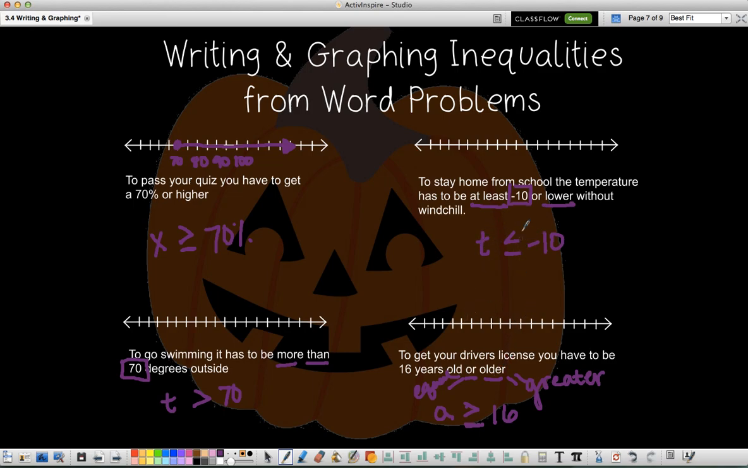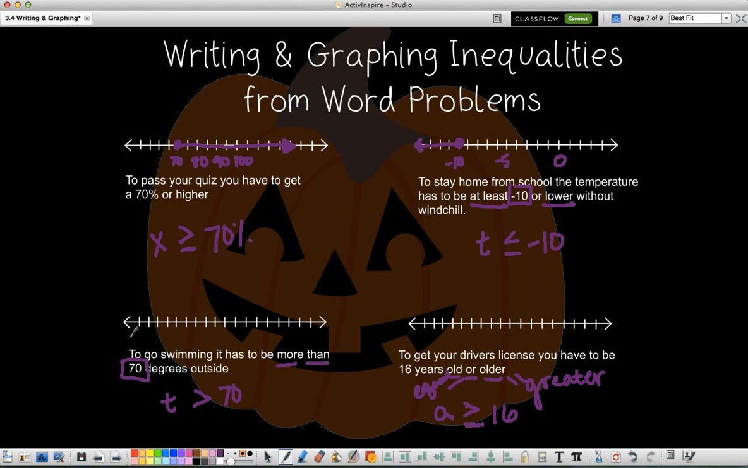So here we have -10, so I'm going to put -10 here. 9, 8, 7, 6, 5, -5 here. 4, 3, 2, 1, 0 here. All right, and so now it has to be less than or equal to -10. So it can be -10 degrees, but it has to be colder than that to stay home. So it has to be -10 degrees or colder to stay home.